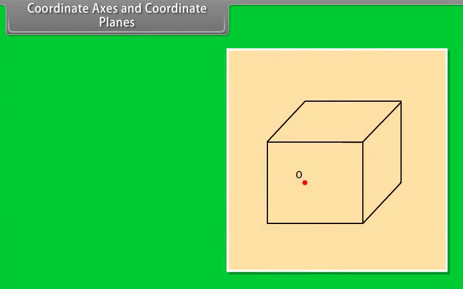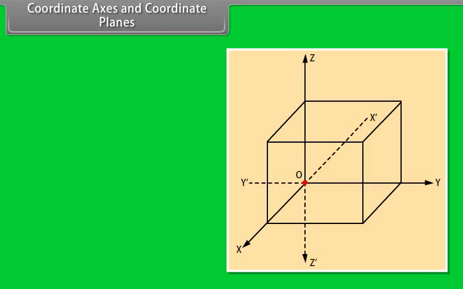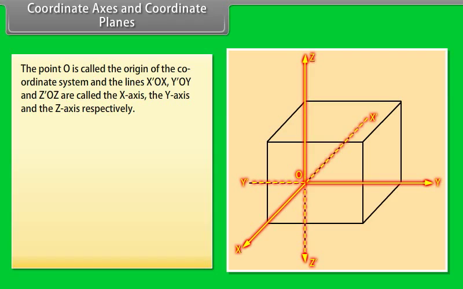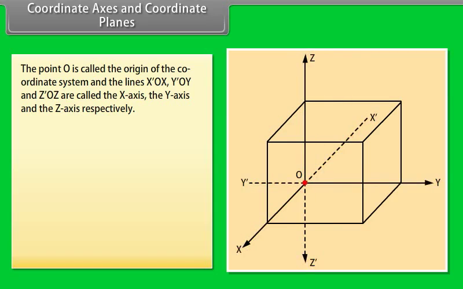Let us start with an arbitrary point O in space and draw three mutually perpendicular lines x-ox, y-oy, and z-oz through O. The point O is called the origin of the coordinate system, and the lines x-ox, y-oy, and z-oz are called the x-axis, the y-axis, and the z-axis respectively. The positive direction of the axis is indicated by arrows with thick lines.